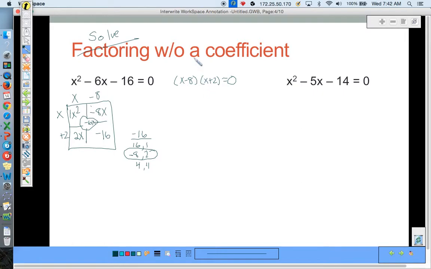And then to solve, we said each part equals 0. So x minus 8 equals 0, x plus 2 equals 0. So we have x equals 8 and x equals negative 2.